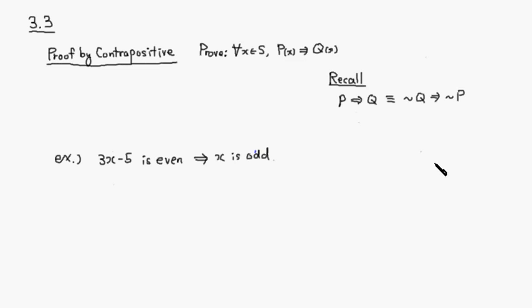Okay, let's look at section 3.3. This section talks about the proof by contrapositive, right? Remember that if you have an implication, for example, P implies Q, then its contrapositive is logically equivalent. So instead of proving P implies Q, we can actually prove not Q implies not P, right?